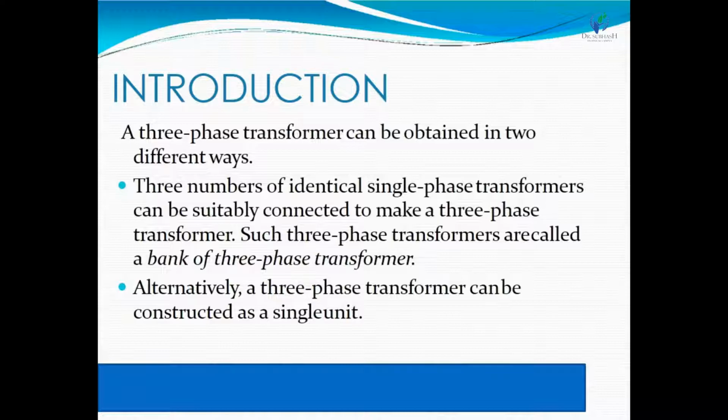Such a high voltage cannot be used by domestic and industrial users, so the voltage should be stepped down. Three-phase step-down transformers are used on the distribution side. A three-phase transformer can be obtained in two different ways. Three identical single-phase transformers can be suitably connected to make a three-phase transformer. Such a set is called a bank of three-phase transformers. Alternatively, the three-phase transformer can be constructed as a single unit.